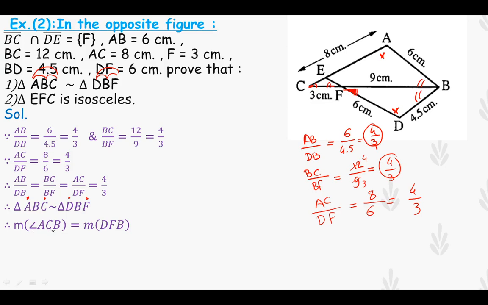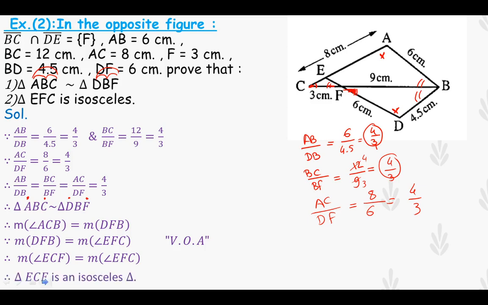Measure of angle ACB here is equal to measure of angle DFB, okay, and the measure of angle DFB is equal to measure of angle EFC, vertically opposite angles, from 1 and 2. Measure of angle ECF equals measure of angle EFC, therefore the triangle EFC is an isosceles triangle.